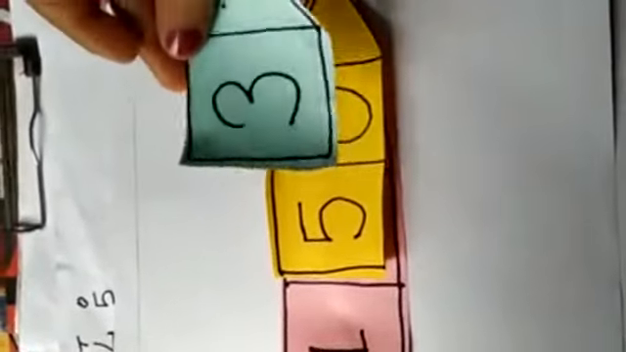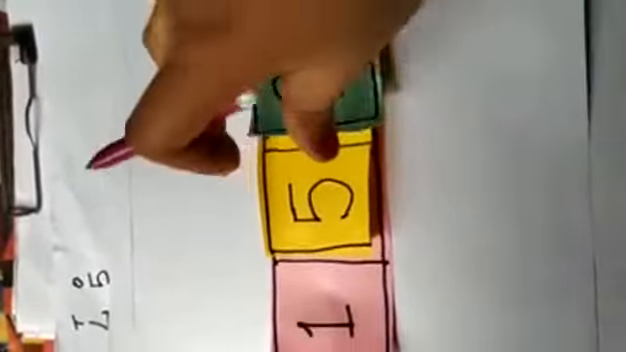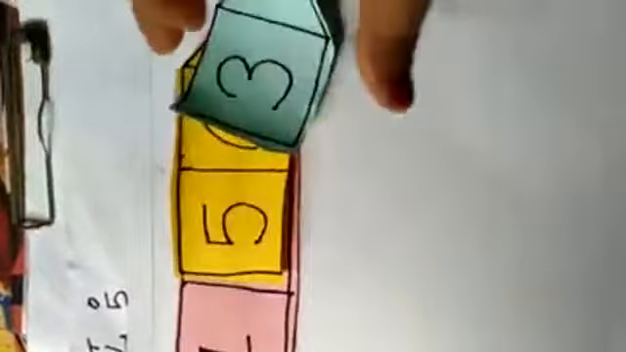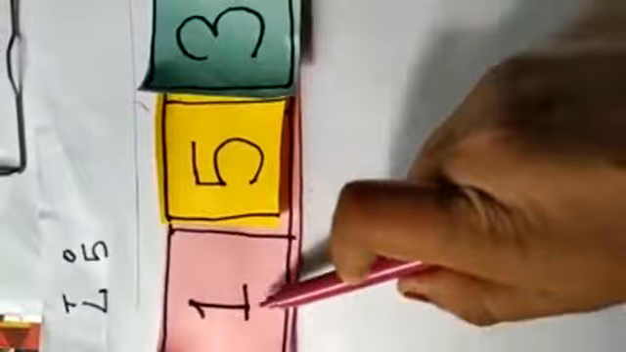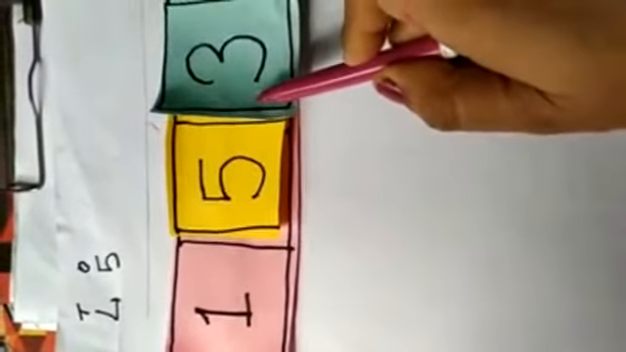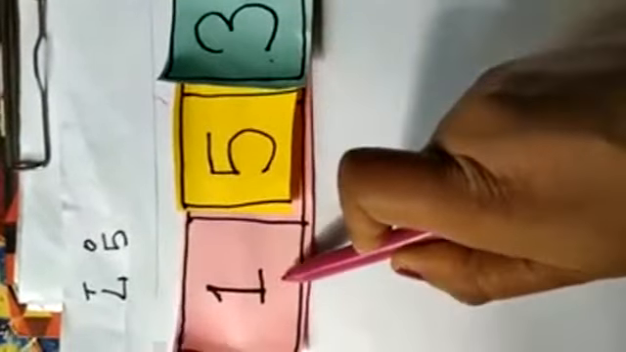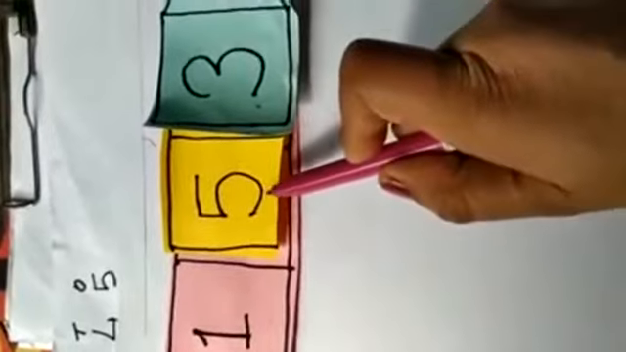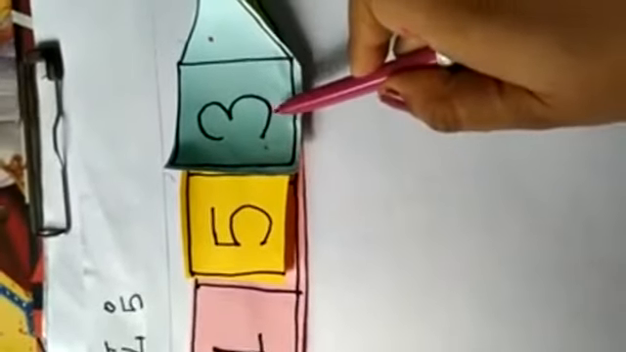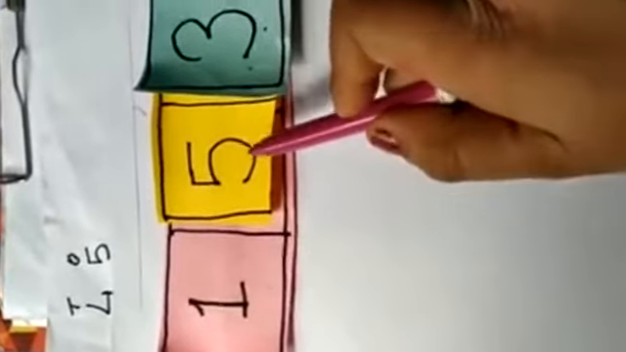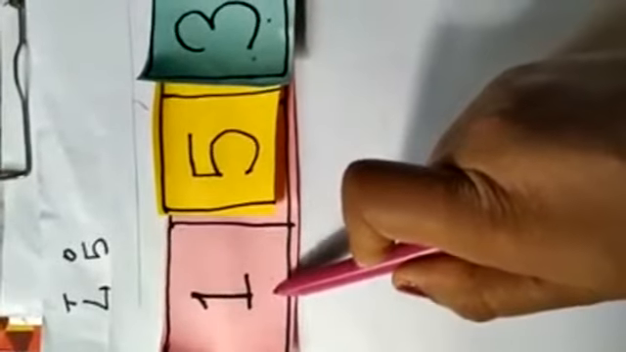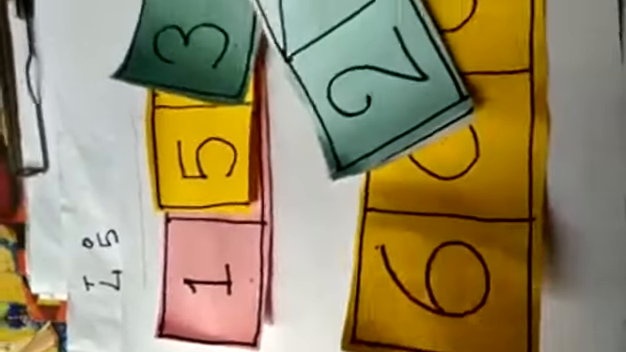To understand in the easier way, you can make this graph also. Okay, 153. The place of 1 is 100. 100s, 10s, 1s. 3 is at 1's place, 5 is at 10's place, and 1 is at 100 place. Okay. Another one.